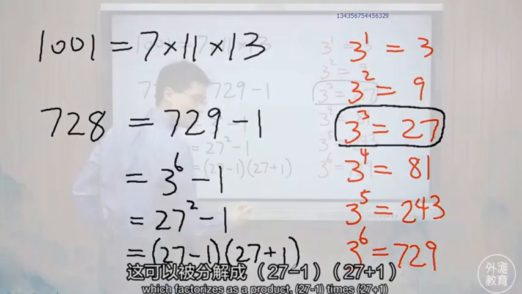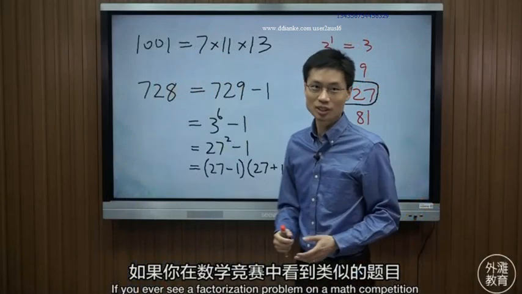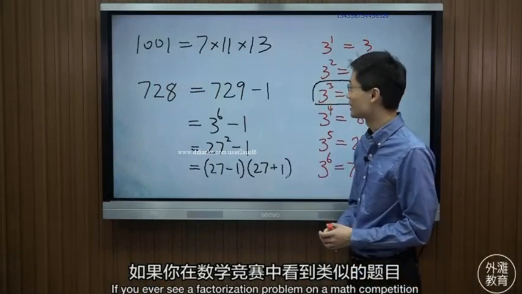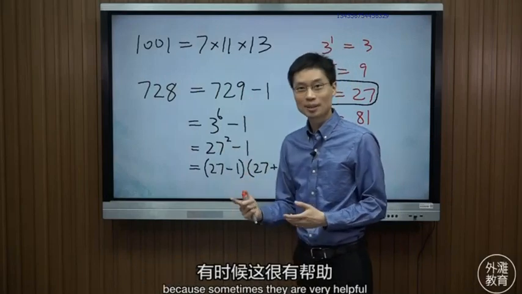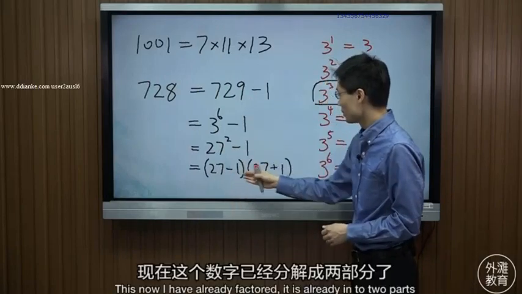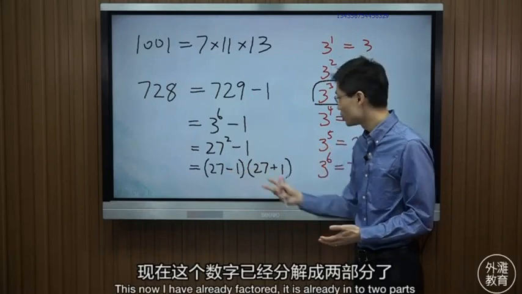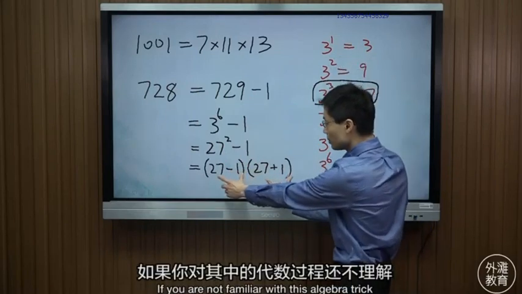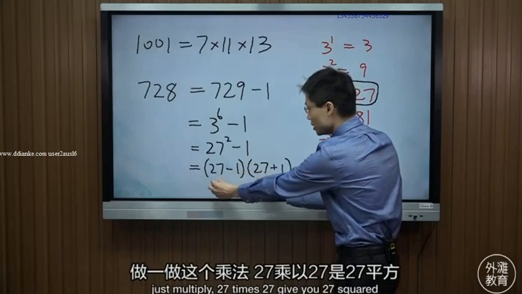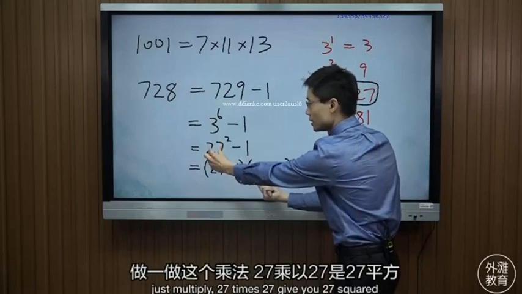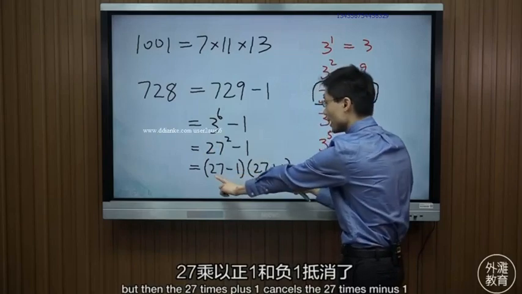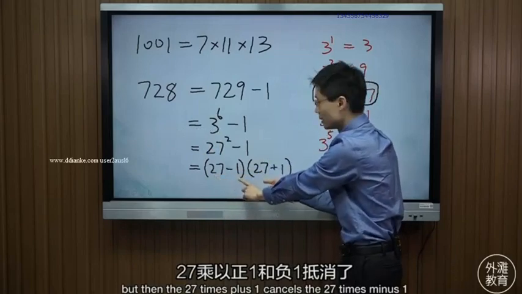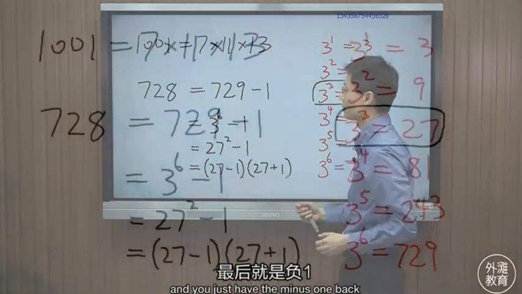If you ever see a factorization problem on a math competition, make sure you look for these coincidences, because sometimes they're very helpful. This now, I already factored. It's already into 2 parts. And if you are not familiar with this algebra trick, just multiply. 27 times 27 gives you the 27 squared. But then the 27 times plus 1 cancels the 27 times minus 1. And you just have the minus 1 left.